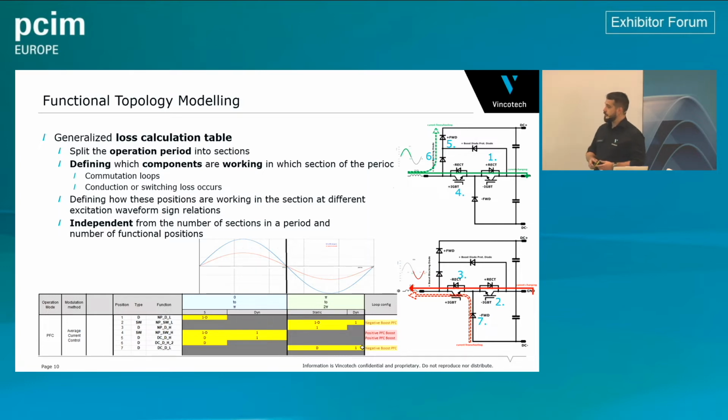Every operation method has its independent loss calculation table. We define in the table which components are working in which section of the period. You can see the AMPFC, this is the positive, and this is the negative connection route on it. And in the table, we highlight what the static losses are and where dynamic losses occur in the operation of this topology. This is independent from the number of sections. So for example, in case of inverters, we define 4 or more sections, independent from the number of the functional positions inside one topology.